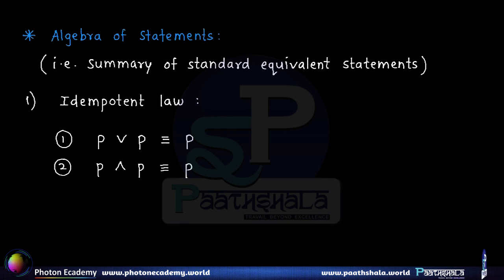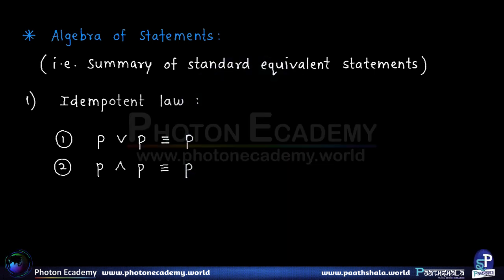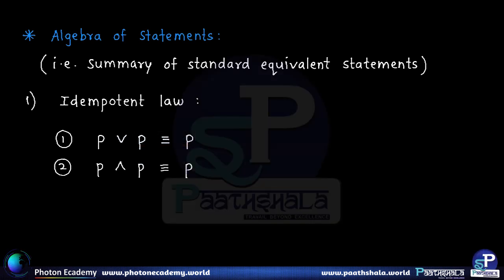The word idempotent means something which is related with itself. By this, if you see the first statement given there, P or P is equivalent to P itself, and the second one, P and P, is also equivalent to P itself. So why is it called idempotent? Because we are doing the disjunction of P with P itself. It's the disjunction of a statement with itself that gives us the same truth value. Let us understand where this comes from so that we'll easily know how to remember it.